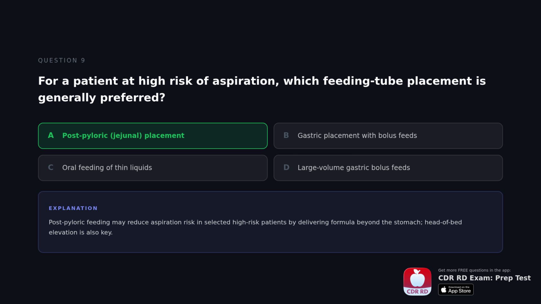The correct answer is post-pyloric jejunal placement. Post-pyloric feeding may reduce aspiration risk in selected high-risk patients by delivering formula beyond the stomach. Head of bed elevation is also key.